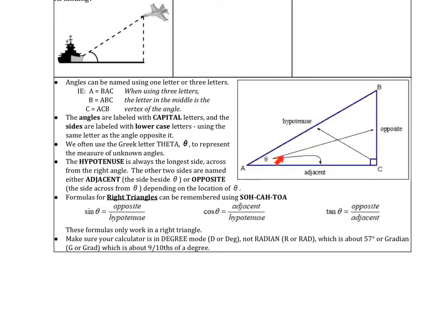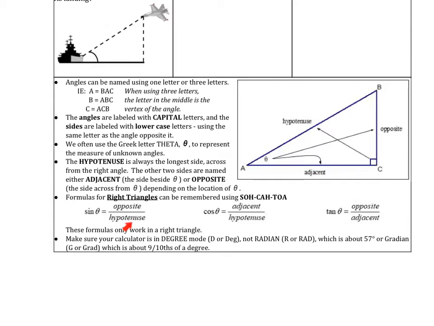And then the third side, so one side is the hypotenuse for sure, opposite the right angle. One side is the opposite side, which is opposite the reference angle. And then the third side is called the adjacent side. Adjacent means next to. So if this is the reference angle, there are actually two sides that are next to that angle, but one will always be the hypotenuse. So the other one would be the adjacent side.